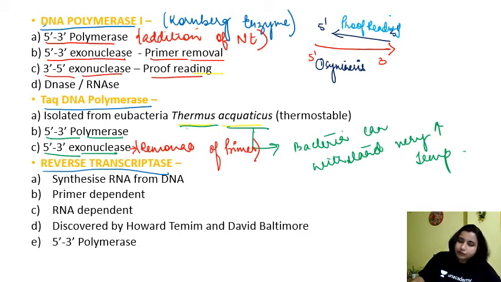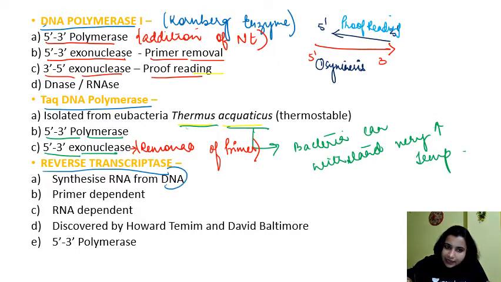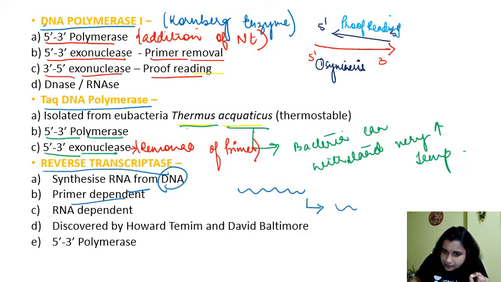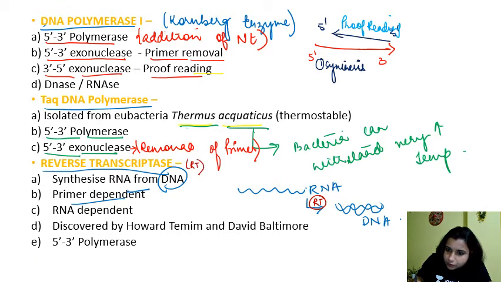Next we will see reverse transcriptase. What is reverse transcriptase? I already told you it is basically the synthesis of DNA from RNA, right? It is primer dependent. Why is it primer dependent? Suppose this is mRNA and this is DNA. So now here DNA is produced from RNA. Which enzyme will be used? With the help of enzyme RT. RT stands for reverse transcriptase, right?